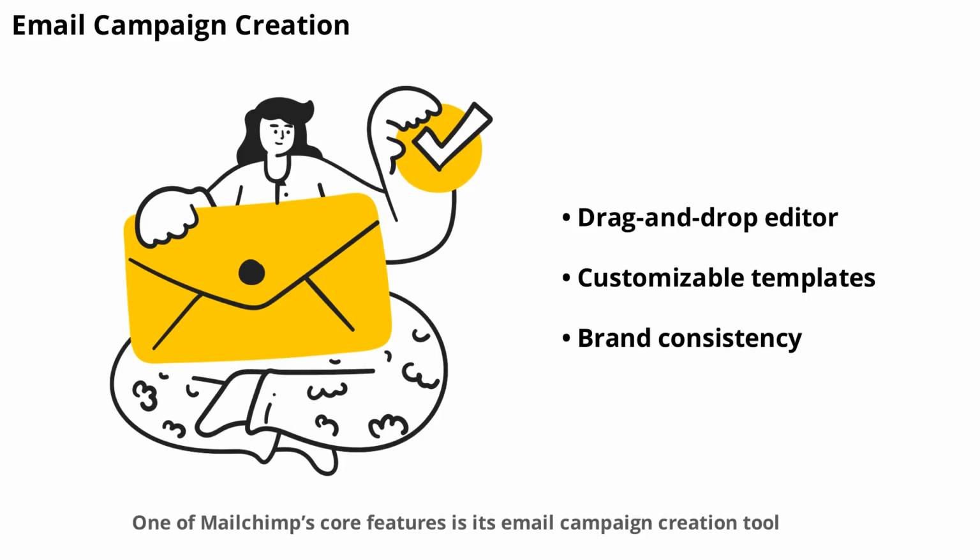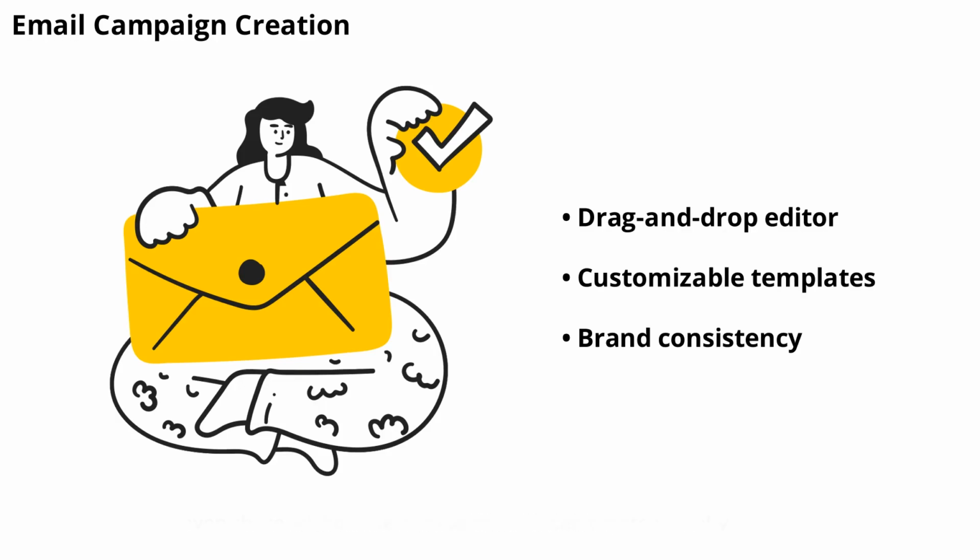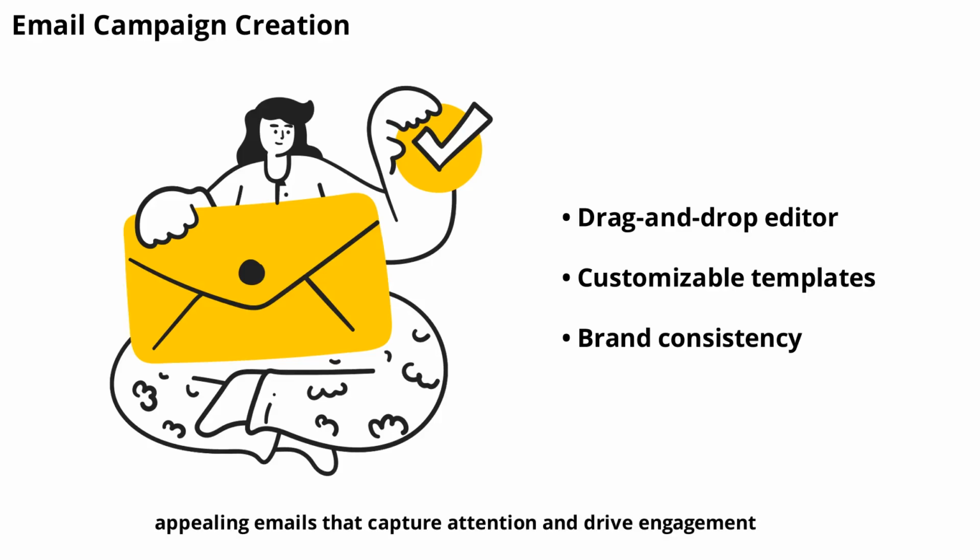One of Mailchimp's core features is its email campaign creation tool. Businesses can use a variety of templates or build their own designs from scratch. The drag-and-drop editor makes it simple to add images, text, buttons, and links, ensuring each email looks polished and on brand. This flexibility allows companies to tailor their messages for different promotions, newsletters, or announcements. With Mailchimp, even those without design experience can create visually appealing emails that capture attention and drive engagement.